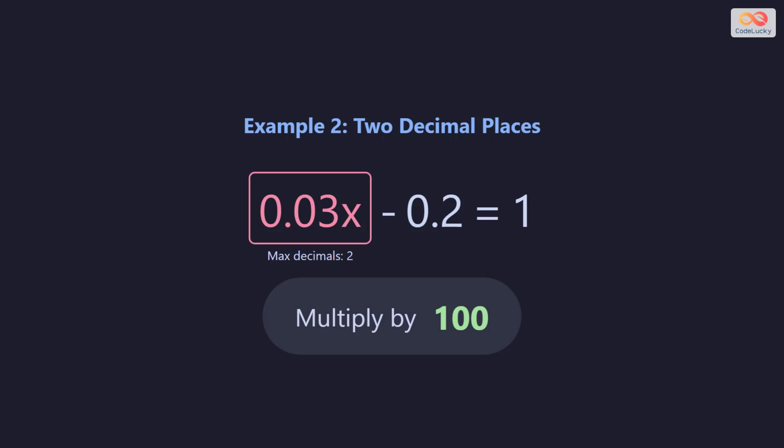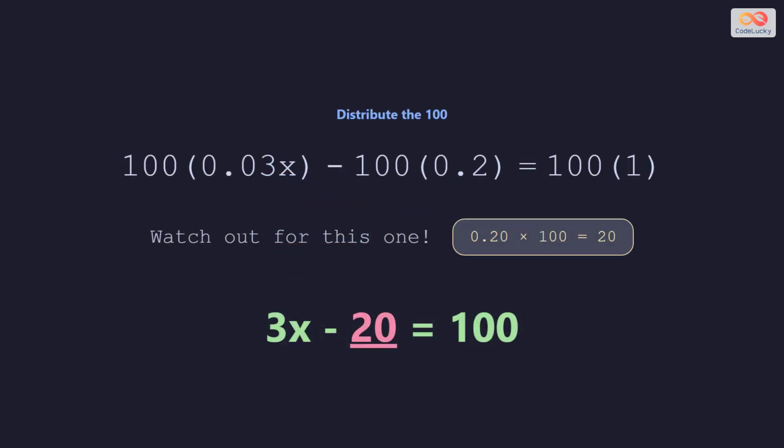Here is a trickier one. 0.03x minus 0.2 equals 1. Check the decimal places. 0.2 has one place, but 0.03 has 2 places. Since the maximum is 2, we need to multiply by 100. We multiply every term by 100.